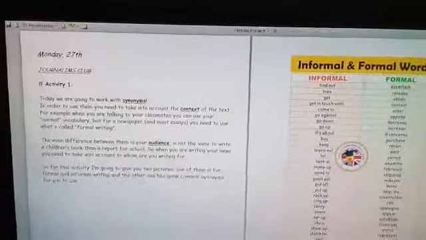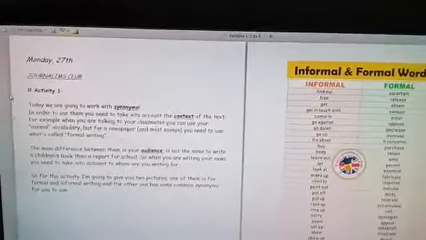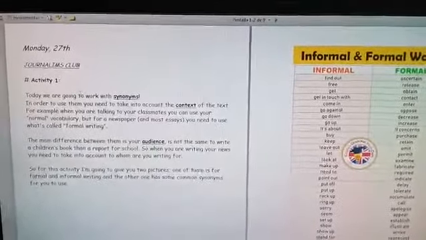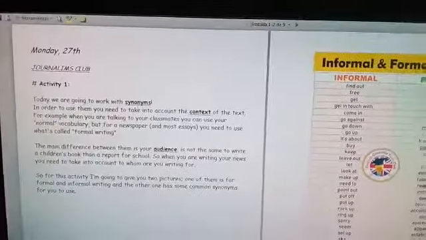This is for this week. We are going to start with Journalism Club. For this activity, we are going to work with synonyms.